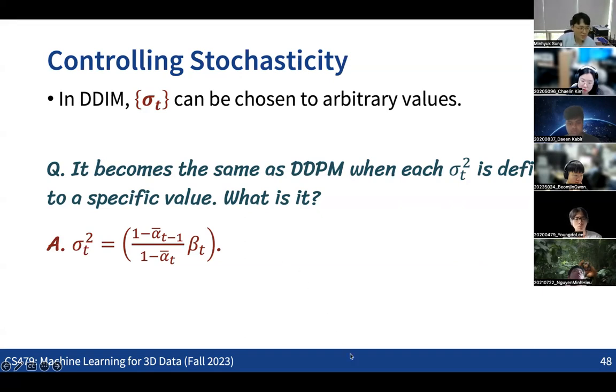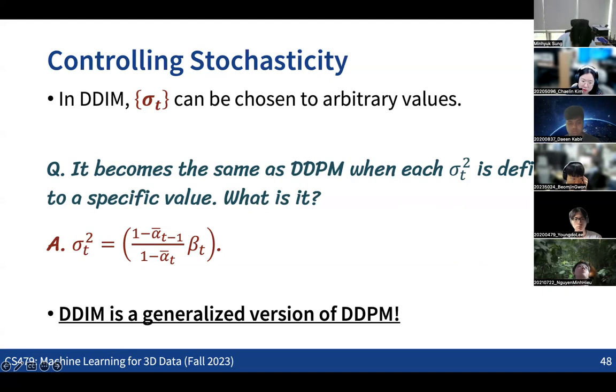So basically, this means that DDIM is a generalized version of the DDPM. Depending on which sigma we choose, we can make the DDIM exactly the same as the DDPM. While we define the forward process as a non-Markovian chain, if we match the sigma like this, then DDIM also becomes a Markovian process. But we are seeing a generalized version of the DDPM in that now we can control the sigma value here.